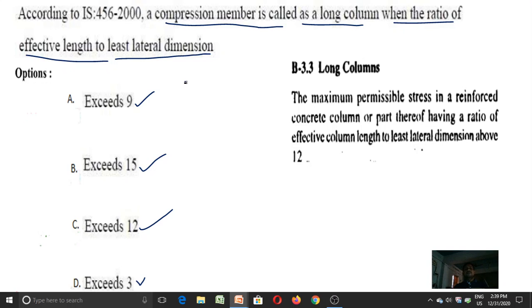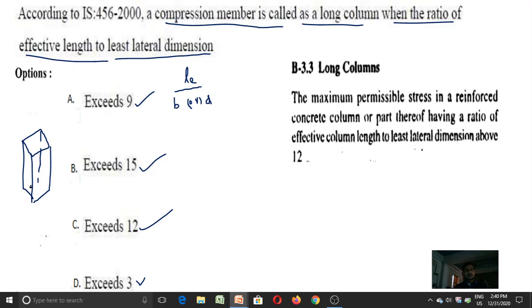If you take the ratio between L effective to the lateral dimension, that lateral dimension may be B or D, the least lateral dimension, which may be the width of the column or the depth of the column. Among these two, any one of the dimensions may be the least lateral dimension. So let us draw a column here. This is a column, or a compression member. Before I talk about column, I will call it a compression member.